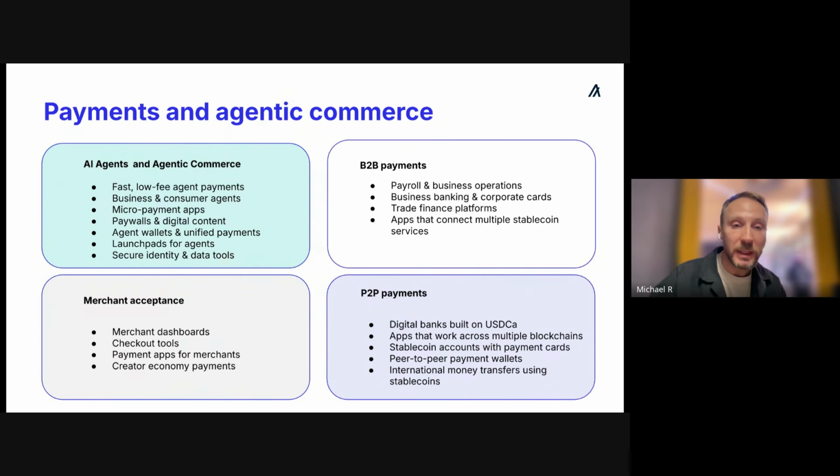So, the payments and agentic commerce. Basically, it goes into four big blocks: AI agents and agentic commerce, so agents paying each other, being able to access money, and so on; B2B payments; P2P payments; and merchant acceptance.